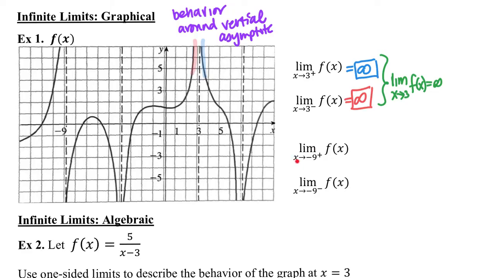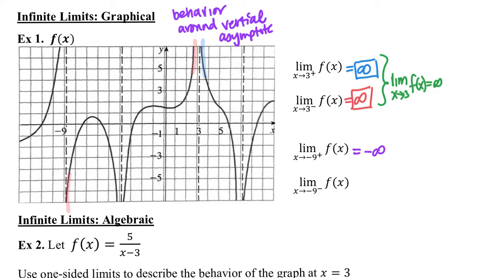Okay, now let's look at a different asymptote. This is saying the limit as x approaches -9 from the positive side and the limit as x approaches -9 from the negative side. So x equals -9 is over here, and I can see that it's an asymptote. So on either side of the asymptote, I want to be able to explain what the graph is doing. Okay, so first the limit as x approaches -9 from the positive side is the right side of the asymptote. So on the right side of the asymptote, this graph is actually going down. It's going down forever. So this is going to be negative infinity.